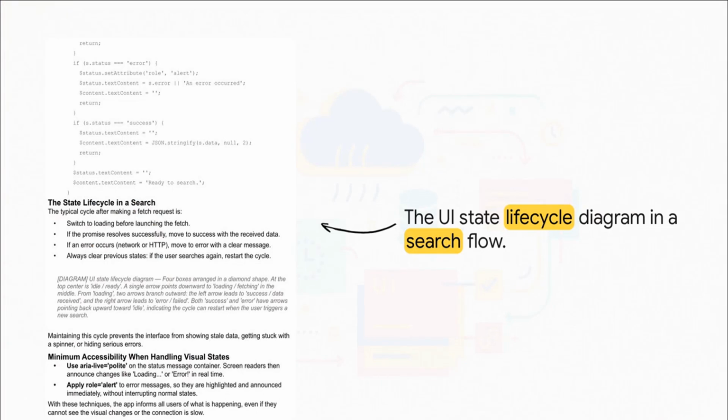Bringing the whole narrative full circle, let's look at a search flow. A single centralized render function explicitly cycles the UI through our core states. We go from idle down into loading, and then branch out to either a success or an error message. Doing it this way guarantees that no state ever gets stuck in limbo, and your user is always informed.